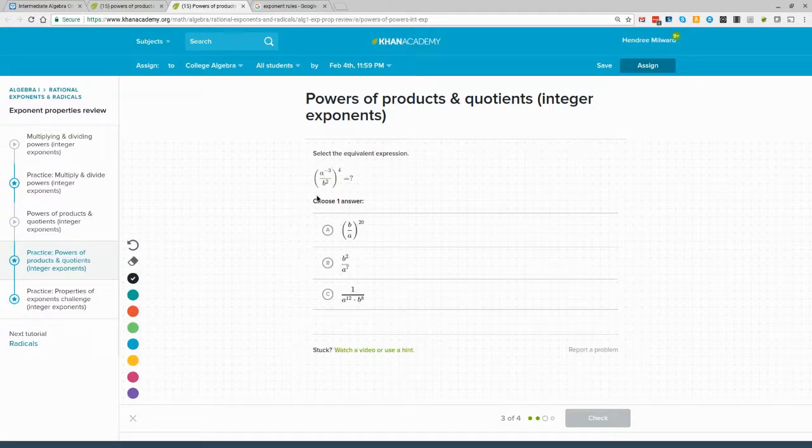Okay. Again, ask yourself, do I have a product or a quotient? This is a quotient. It's a division. Okay. And I'm going to go a little faster here. So I'm raising both the top and the bottom to the 4th power. I'm going to multiply the exponents. So I just get a to the negative 12th. And then b to the 8th.